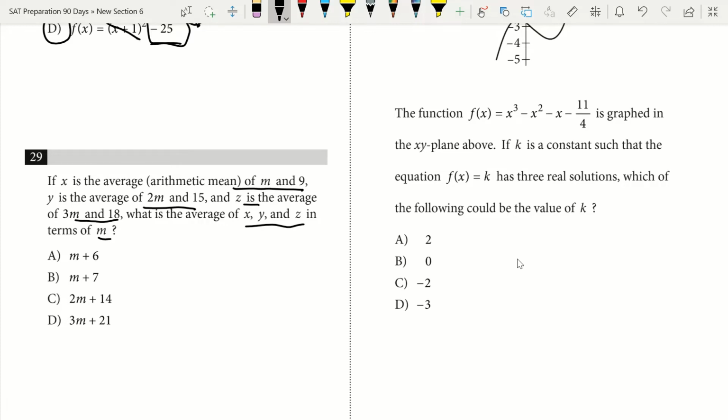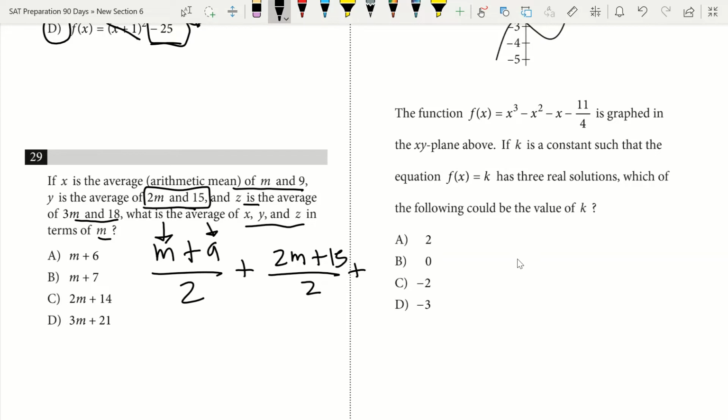If x is the average of m and 9, then that tells us that we have m plus 9 over 2, because there's two terms, a 9 and an m. So that's what x is. Now we're going to have to add whatever y is. We know y is the average of 2m and 15. Keep in mind there's two terms there as well, so we put that divided by 2 as well. Next, we have to add z, the average of 3m and 18, so 3m plus 18, also over 2 because there's two terms.